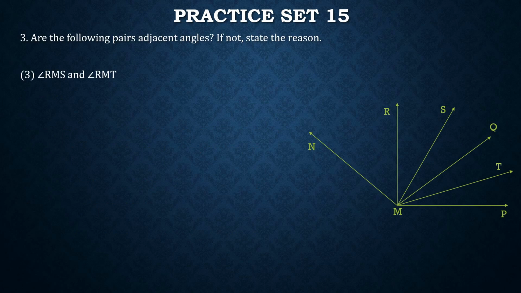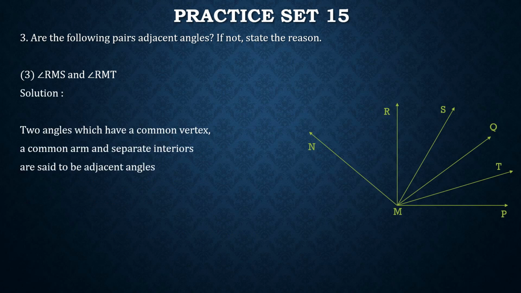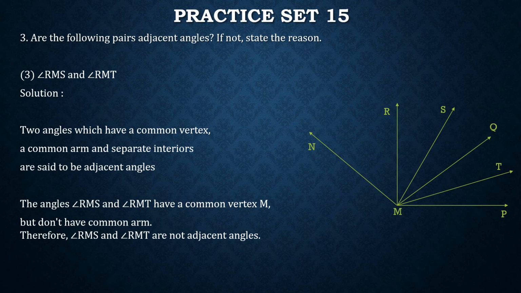Third one, angle RMS and angle RMT. Solution. Two angles which have a common vertex, a common arm and separate interiors are said to be adjacent angles. The angles angle RMS and angle RMT have a common vertex M but do not have a common arm. Therefore, angle RMS and angle RMT are not adjacent angles.